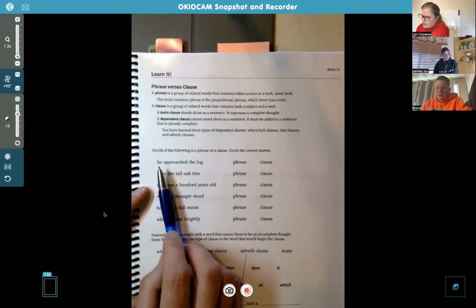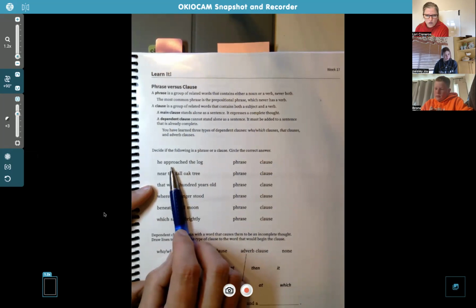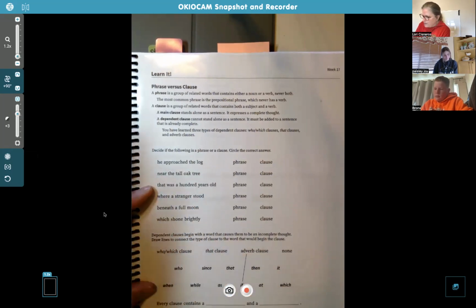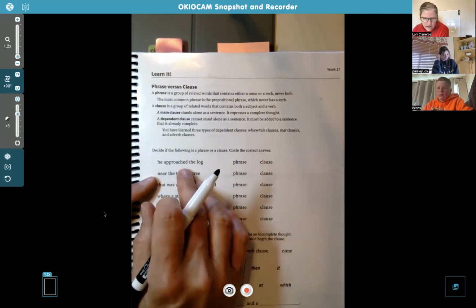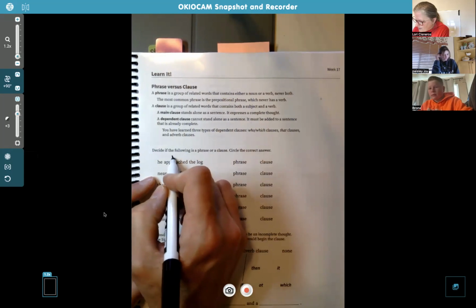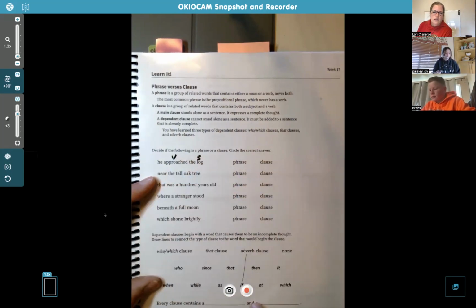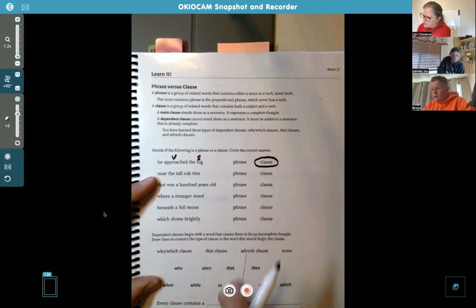So this first one here is he approached the log, and we have a noun, log, and we have the verb approached. It has both, right? Actually, I think an easiest way to do this is to underline. Actually, no, sorry. Hopefully you didn't underline yet. Let's do V and S like we do in our normal practice pages. So this has both. So that means it is a clause.